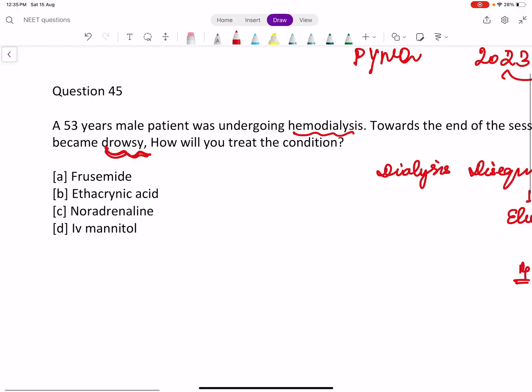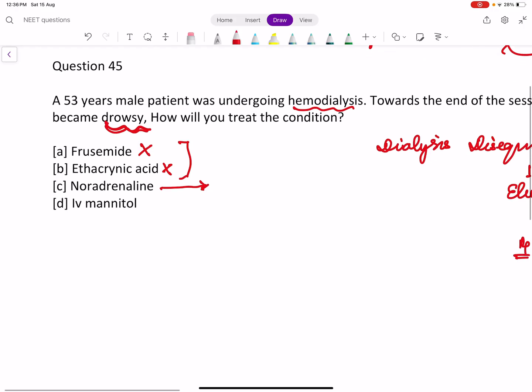So see the options. First option is furosemide, which is a diuretic which cannot be used in hypotension. Ethacrynic acid is also a diuretic which cannot be used in hypotension. Noradrenaline, definitely there is hypotension. Noradrenaline can be given to raise BP, but that doesn't treat the underlying pathology, right? So what is the pathology? We have to treat the dialysis disequilibrium.